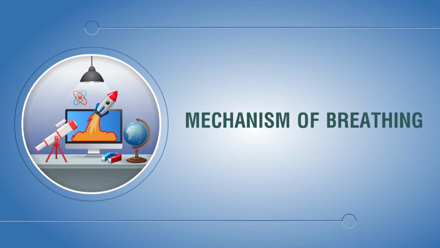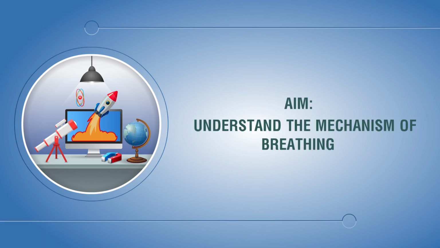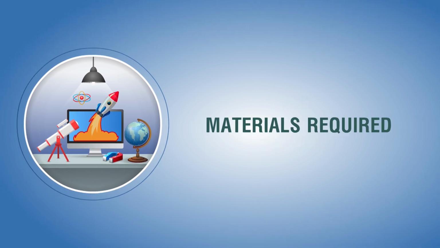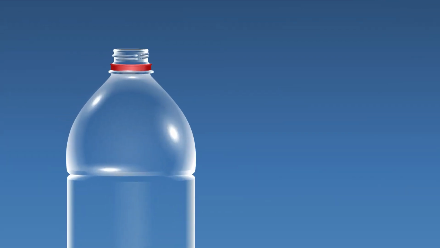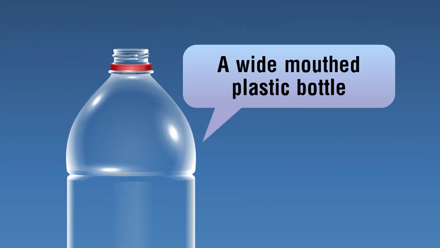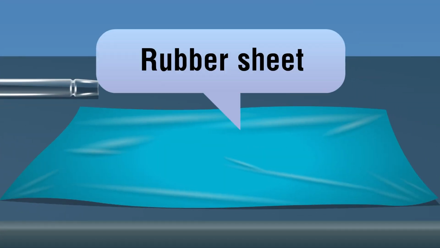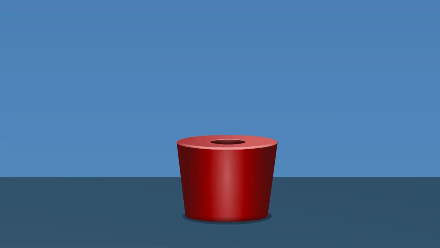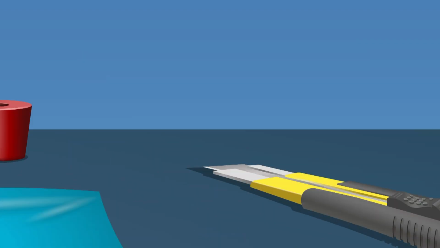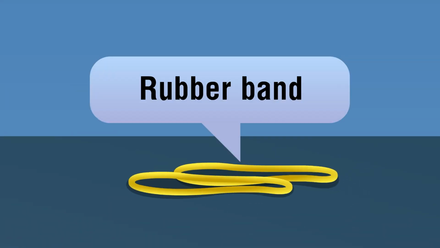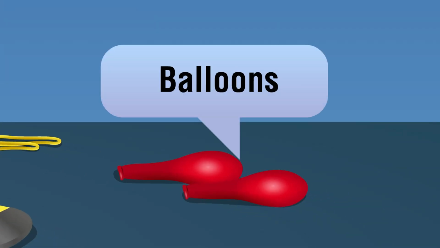Mechanism of breathing. Aim: understand the mechanism of breathing. Materials required: a wide-mouthed plastic bottle, Y-shaped glass tube, rubber sheet, 1-holed cork, blade, rubber band, balloons.